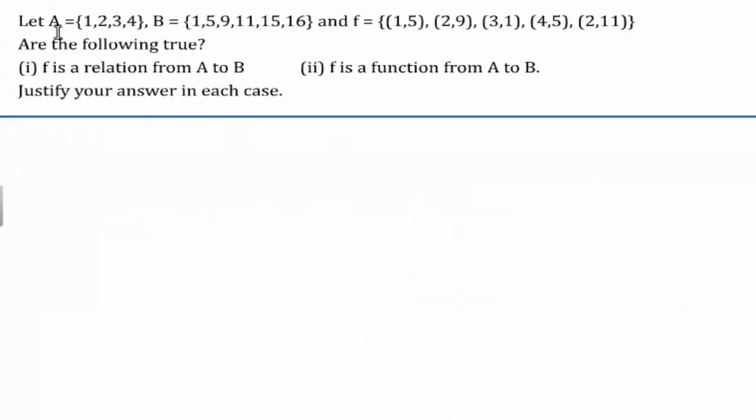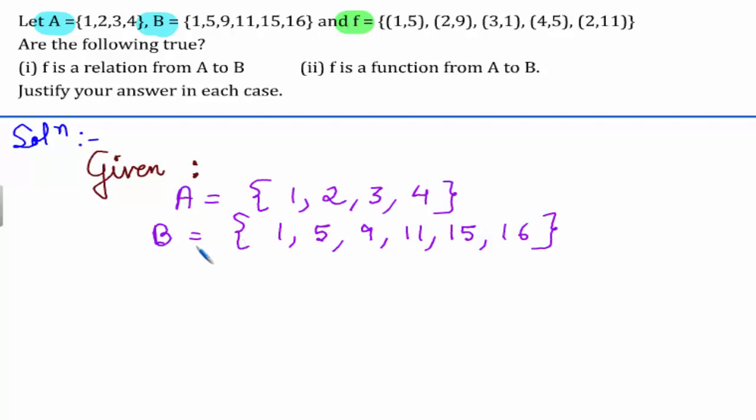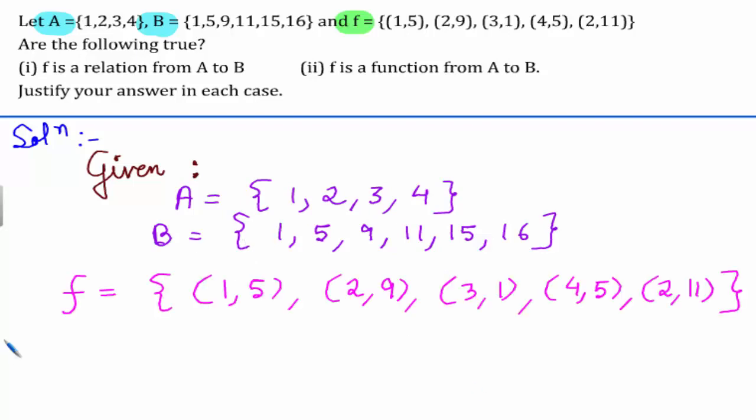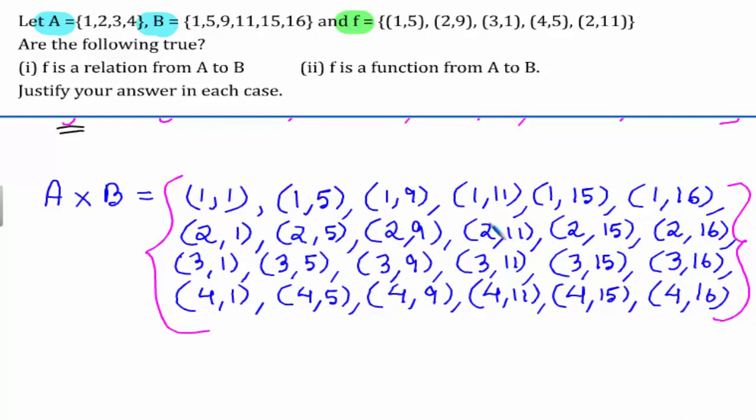In this question, two sets A and B are given. Also, a set of ordered pairs F is given. You have to say whether the given statements are true or false. Let's begin the solution of this question. Here we have the given sets A and B, and here we have the set of ordered pairs F. Let us first list the elements of the Cartesian product A × B. So here we have the ordered pairs of the Cartesian product A × B.